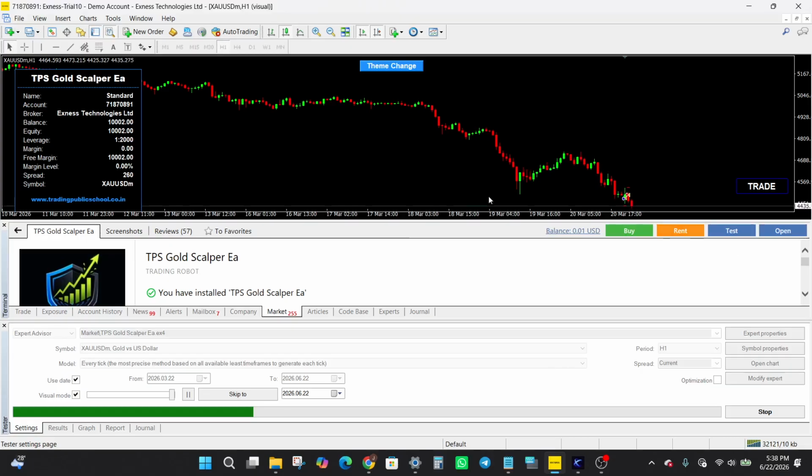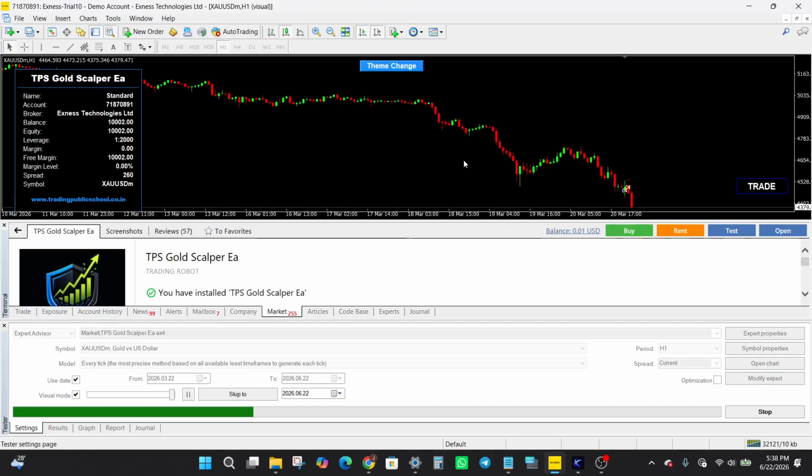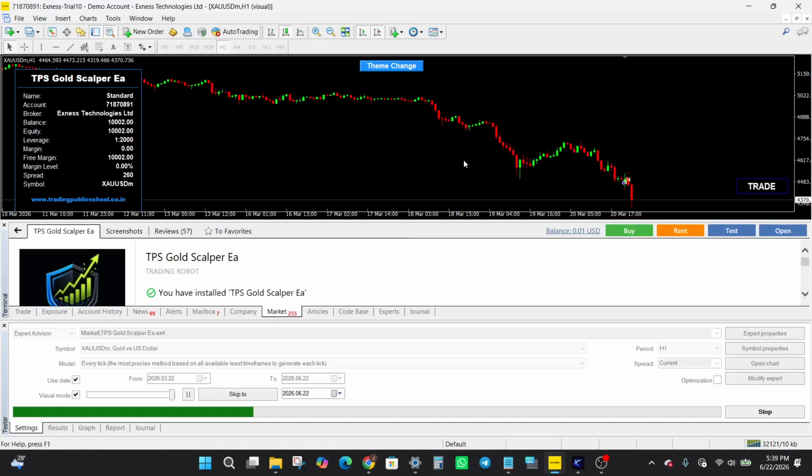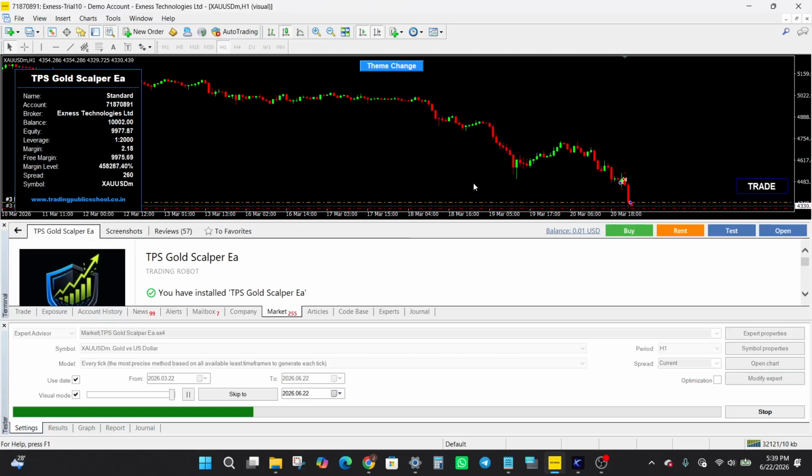Now, as we review the historical chart activity, it is useful to observe how the EA handled gold market movements during the tested period. Since the product description emphasizes active participation in short-term price fluctuations, the historical trade placements and management can help provide context around how the system responded to changing market conditions. Looking at the overall backtest results, it is important to remember that these figures represent historical testing performance only.